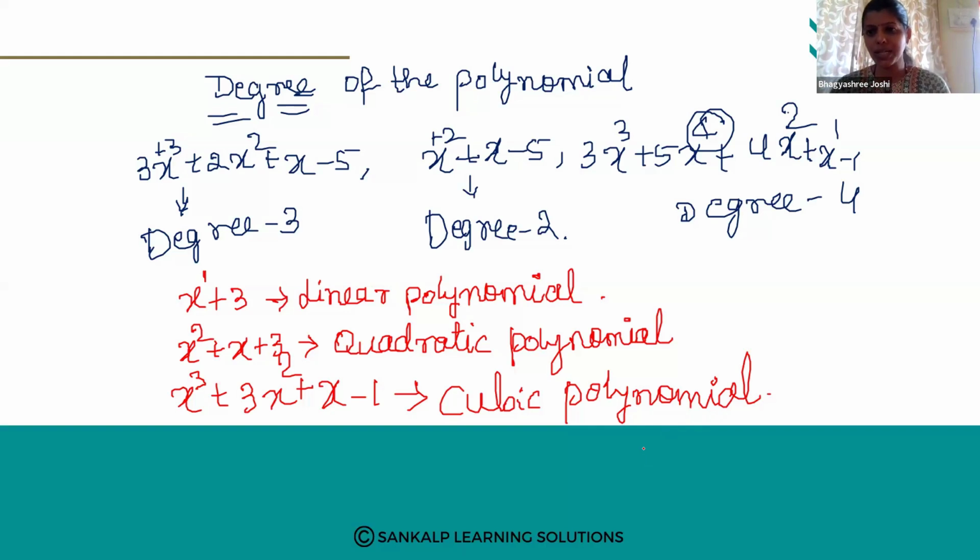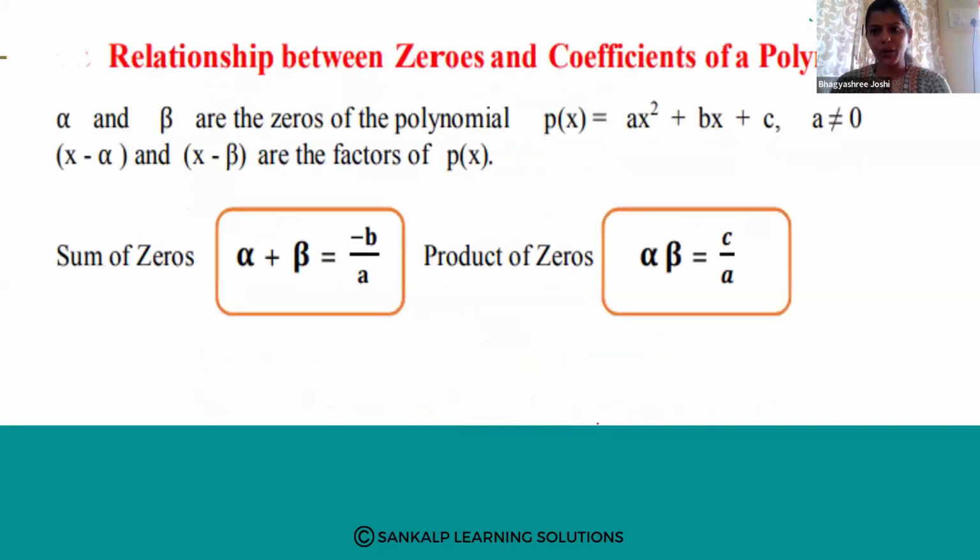Based on the number of terms, if it contains one term, that is a monomial. If it contains two terms, then it is a binomial. If it contains three terms, then it is a trinomial. Next, four terms, biquadratic.